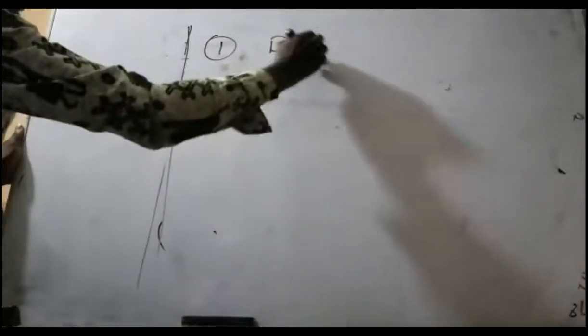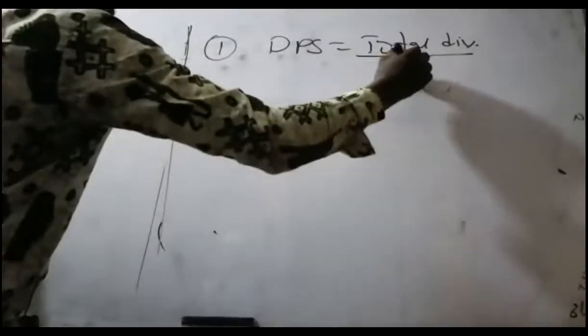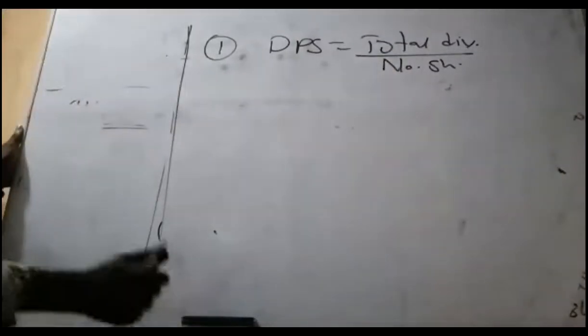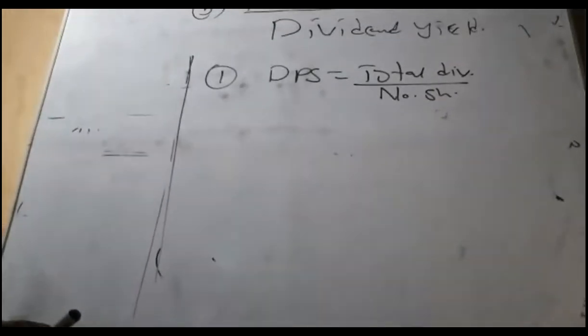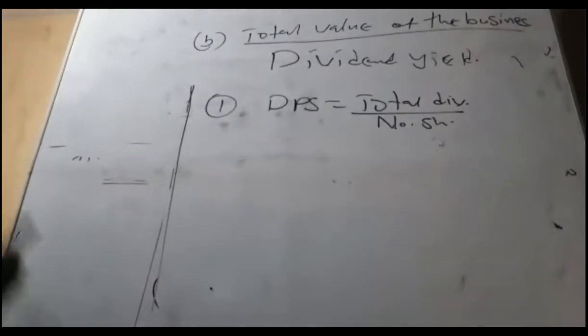Step 1: calculate the dividend per share. Ordinary dividend per share, DPS, is equal to the total ordinary dividend divided by the number of shares. That's the first step that we are going to do. We are still calculating the dividend per share.